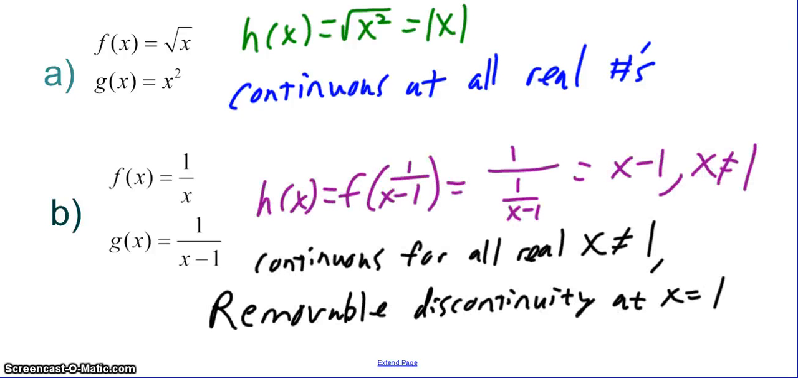Alright, so here h of x is f of 1 over x minus 1, which is 1 over 1 over x minus 1, which is just x minus 1. But x cannot equal 1. So h of x in this case is continuous for all real numbers except x equals 1, or all real numbers when x does not equal 1. So we know that this is going to be a removable discontinuity at x equals 1 because of our resulting composite function. Since our resulting function is x minus 1, which is a line, there are no vertical asymptotes anywhere, so it's going to be a removable discontinuity.